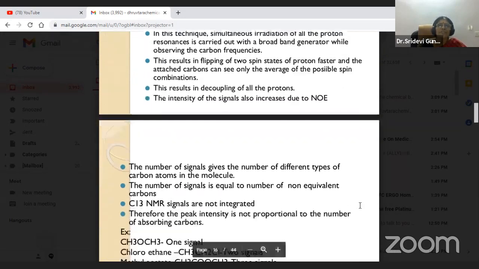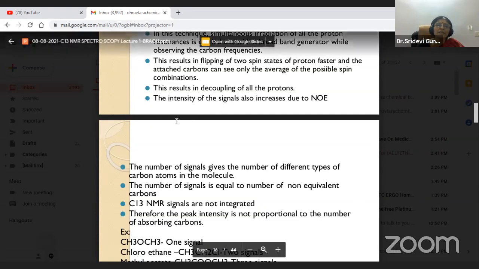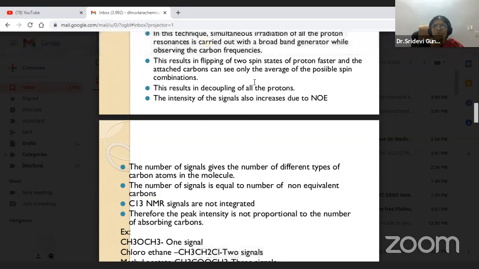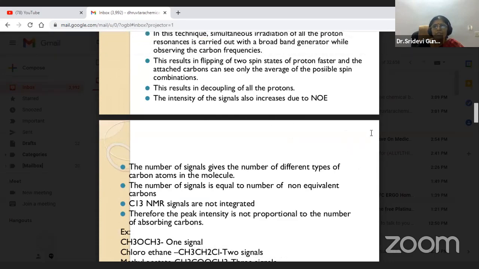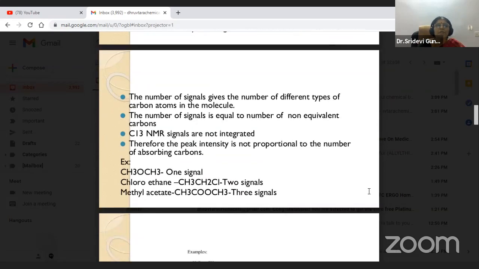And the intensity of the signals also increases due to NOE, nuclear Overhauser effect. So that is the reason why in proton decoupled spectra, the coupling due to hydrogens is not observed, and all the different non-equivalent carbons will give you different signals. So the spectrum becomes super simplified, very simple. So the number of signals gives the number of different types of carbons in the molecule.